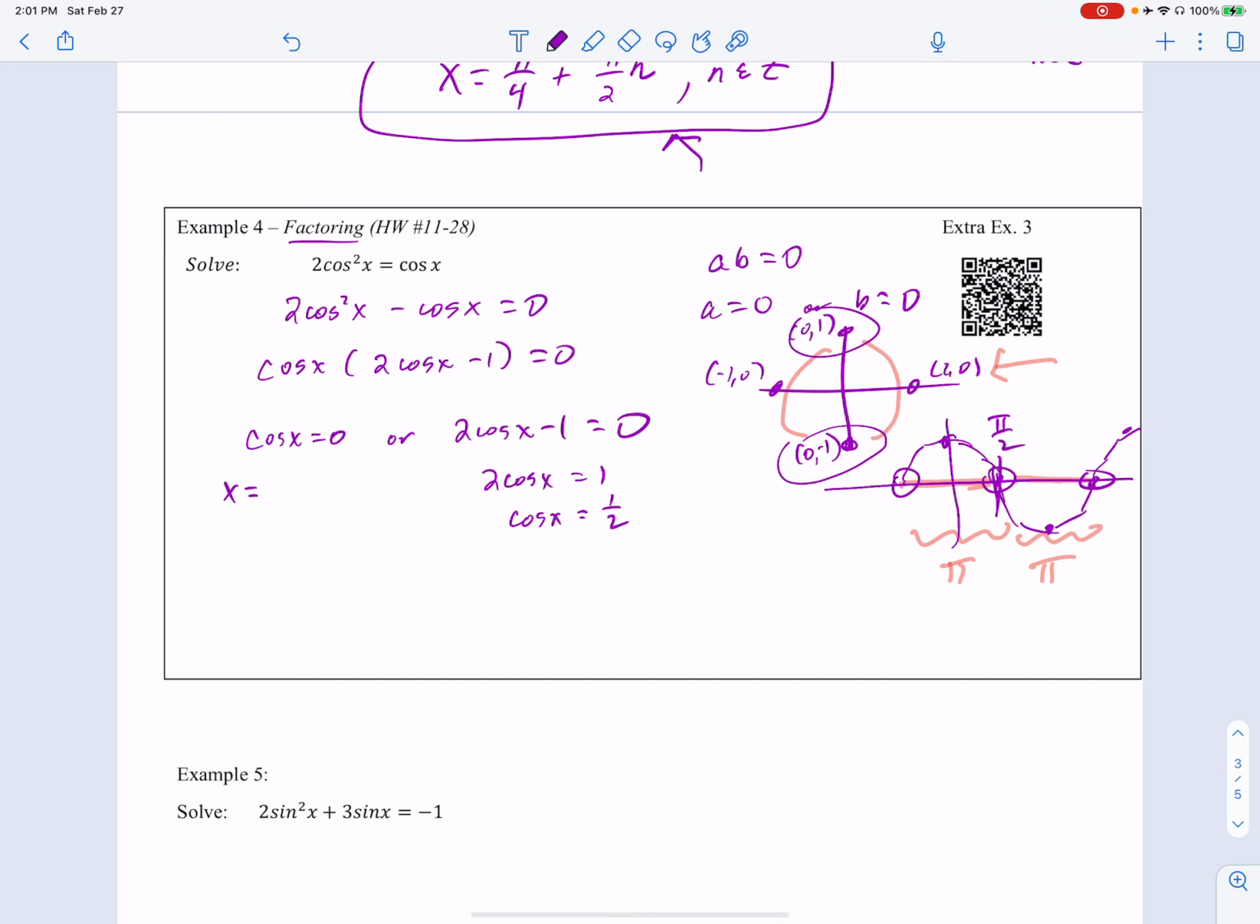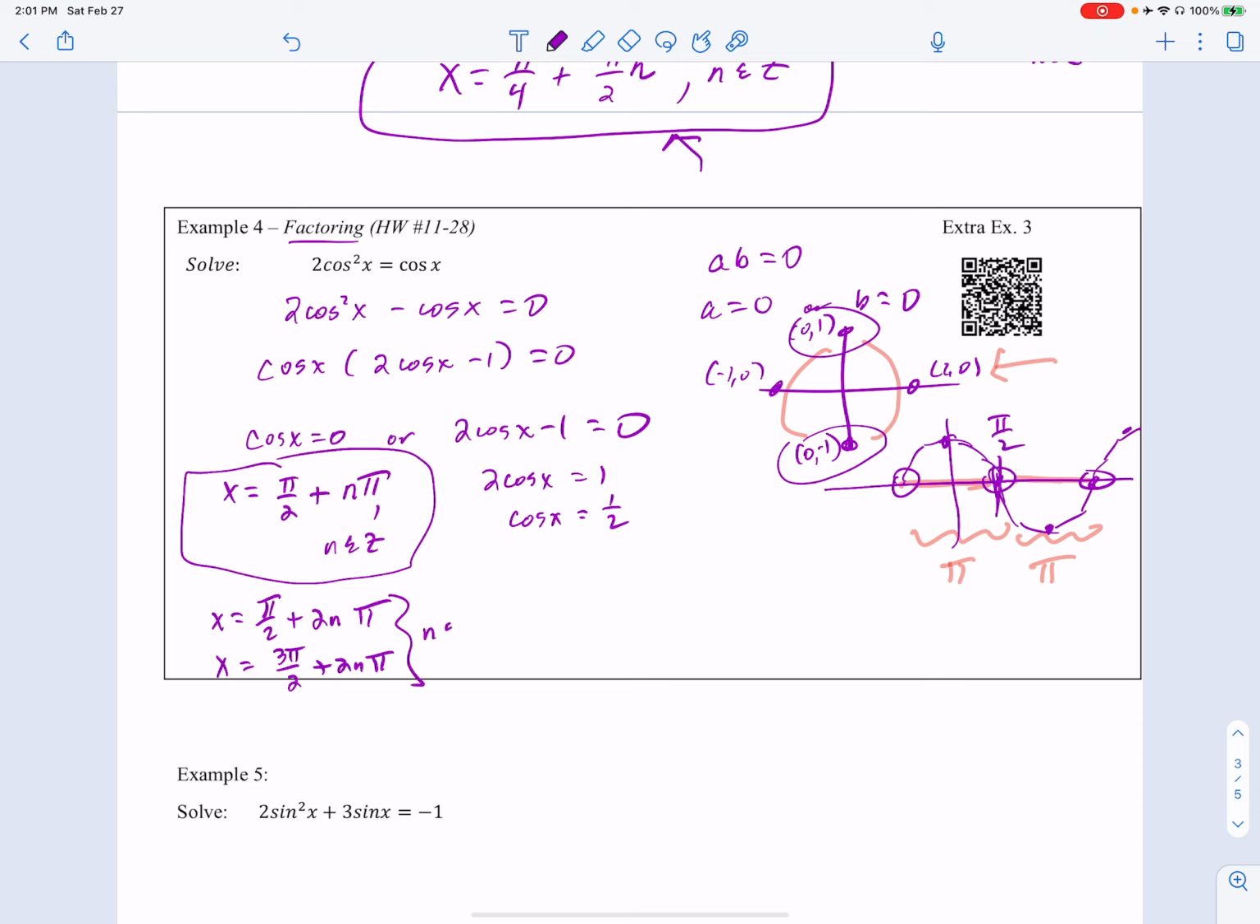So the answer for this is pi halves plus n pi, not 2n pi, because it's just 1/2 of a term, where n is an element of the integers. So that's the best way to write that. Now, it is true you could say x is pi halves plus 2n pi, or x is 3 pi halves plus 2n pi, and again, where n is an element of the integers. But this is your better answer because it shows a better understanding. But that's just for the first part.